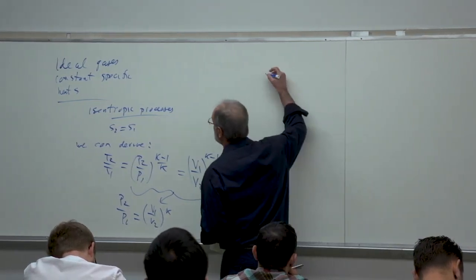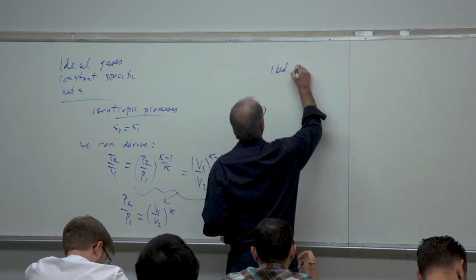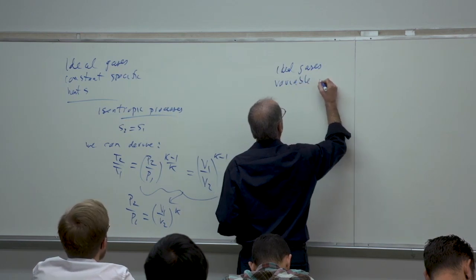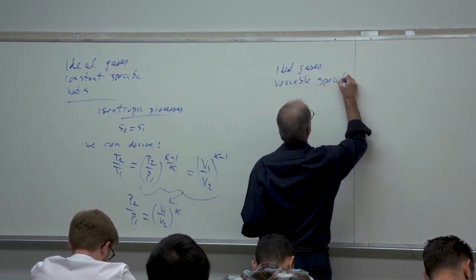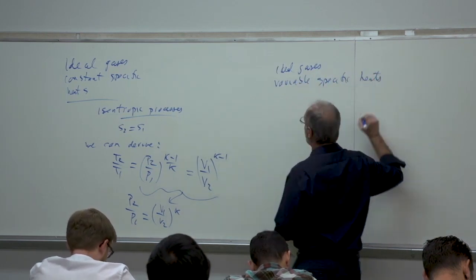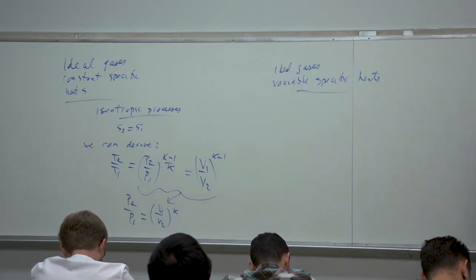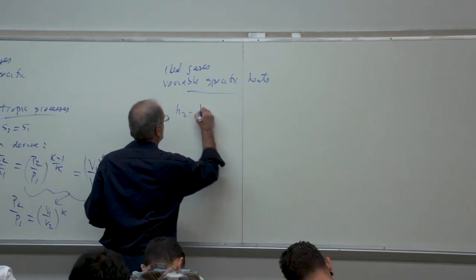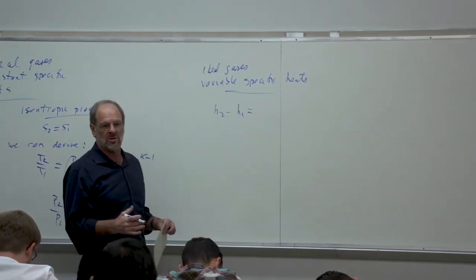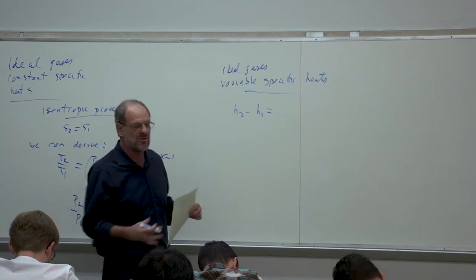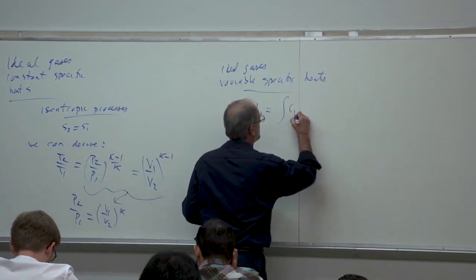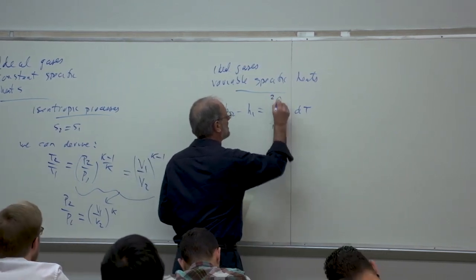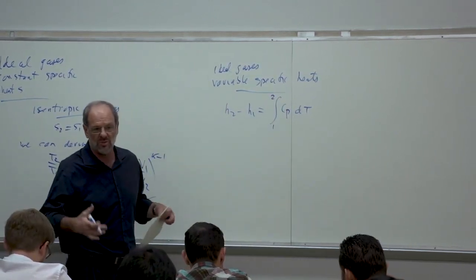Now let's go to the next step, and we're still dealing with ideal gases, but now let's look at what are called variable specific heats. In this particular case, with variable specific heats, we can't say that the enthalpy change is just equal to a constant value of Cp times the temperature change. We actually have to recognize that we need to take an integral between 1 and 2 of Cp dT.